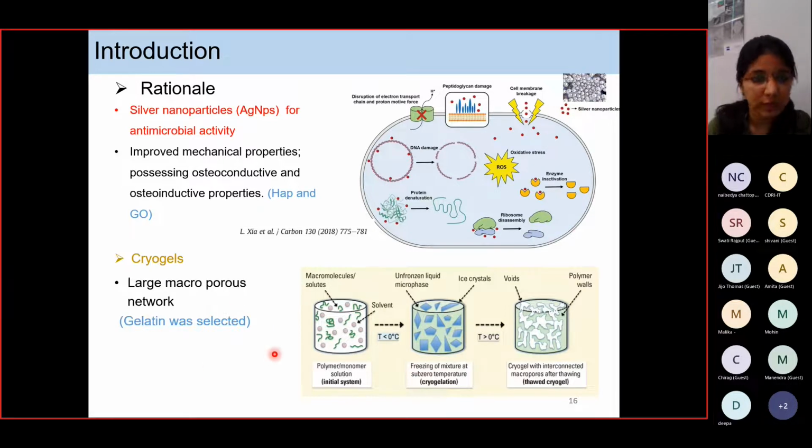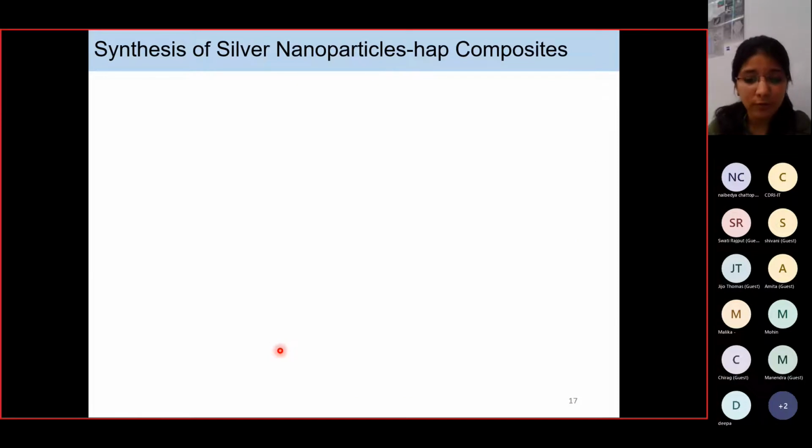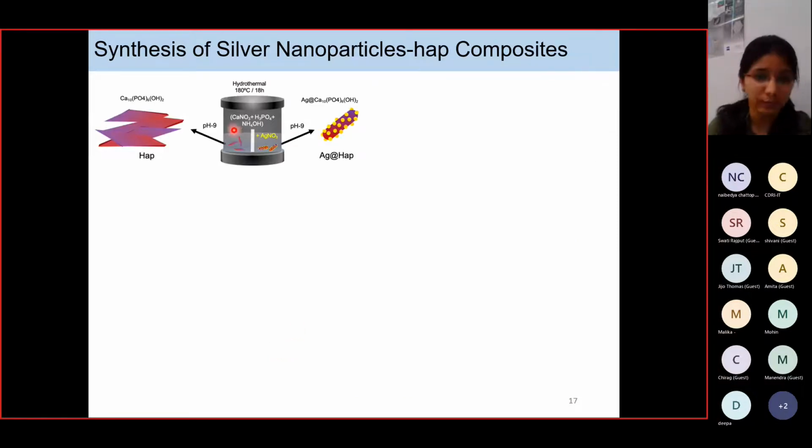For this, we have chosen gelatin as a polymer. So when we come to the synthesis, our first step was the synthesis of blank hydroxyapatite as well as silver nanoparticle doped hydroxyapatite.